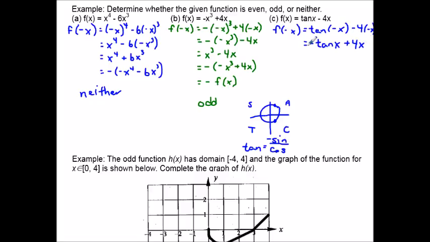Now, using one of my two methods, I can look and see, you know what, I have positive tan and negative 4x. Here it's negative tan and positive 4x, so that is the exact opposite. Or I can factor out a negative and say, well, this is tan x minus 4x, and that is the exact carbon copy of my f of x. Whichever way you prefer, this is going to be an odd function.